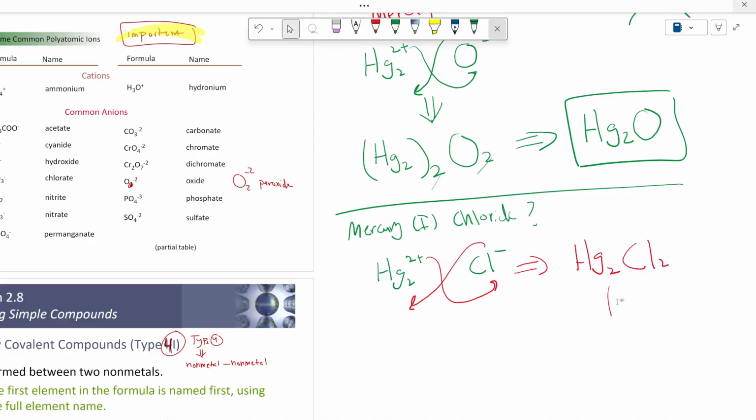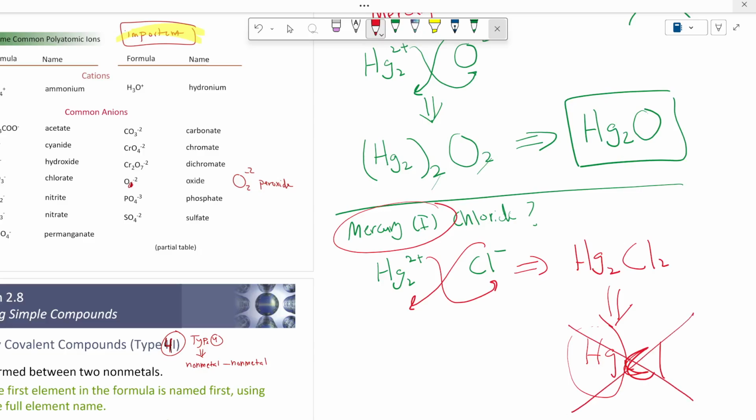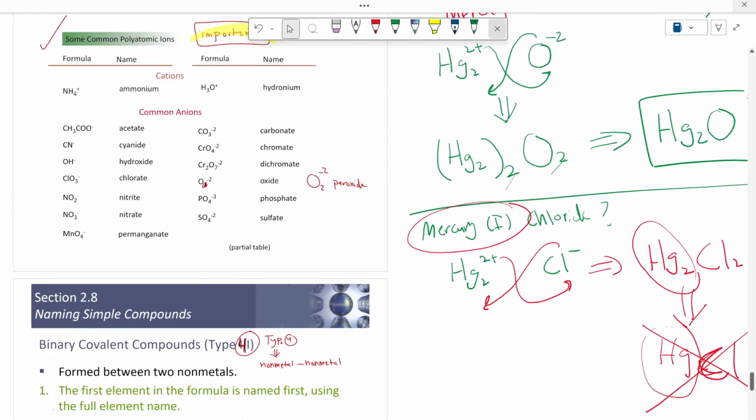Can you simplify it? Theoretically, yes, we can simplify it, but if you simplify it, you will end with HgCl, and as you see, this is mercury 1, and I wrote mercury 1 as a monoatomic element, which is not allowed. So in this case, even though we can theoretically simplify 2 and 2, you should keep it as it is, because mercury 1 is always a diatomic, 2 mercury atoms together. I hope it's clear.